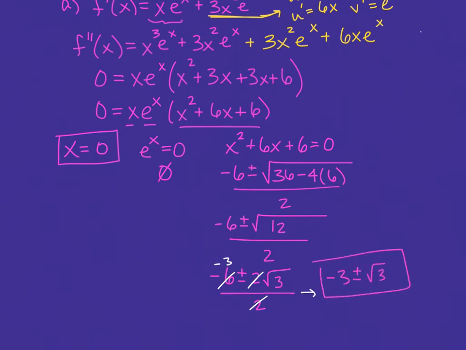Now these three numbers here are all of our potential points of inflection: 0, negative 3 plus root 3, and negative 3 minus root 3. They are like our test values to test for concavity on either side of them in those intervals that we'll create. But we don't know if they're points of inflection until we actually see if the concavity changes. So at this point, they're just the potential points of inflection.